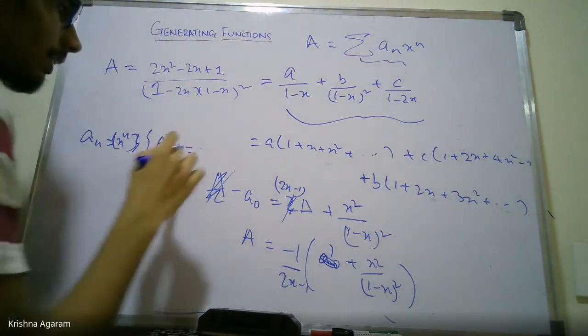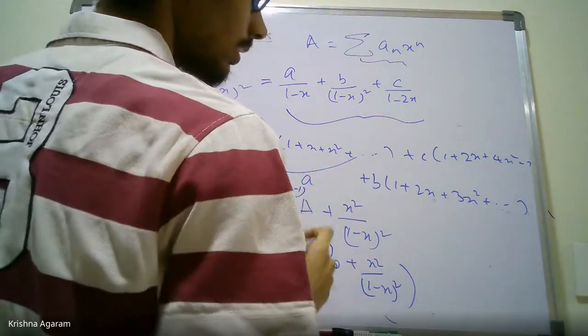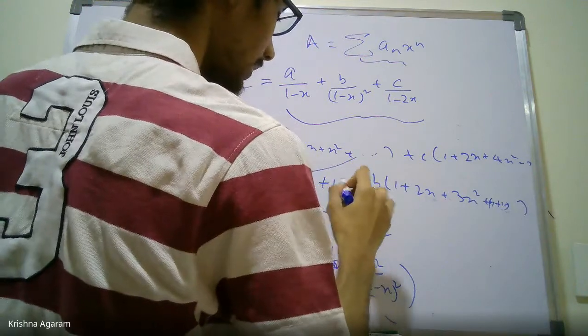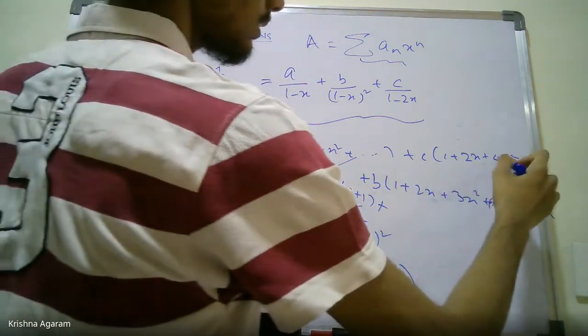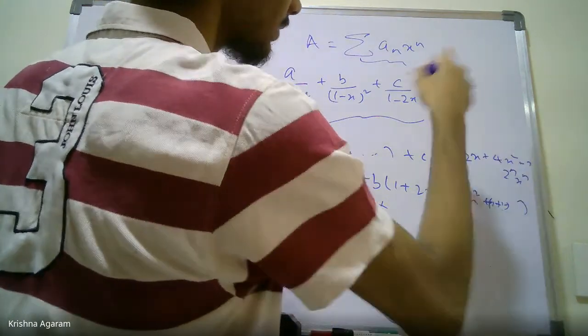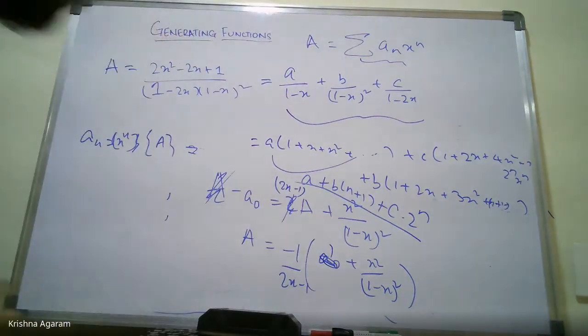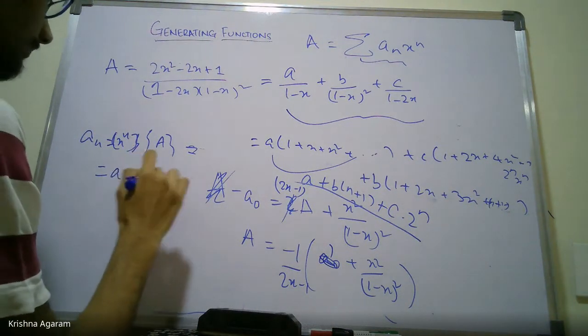A, right? So the x^n coefficient of that will just be A. For B, the x^n coefficient will be n plus 1, so plus B(n plus 1), plus this will be 2 to the n, like (2x) whole power n, plus C into 2 to the n. Correct? So basically you got a_n is A plus (n plus 1)B plus C times 2^n.